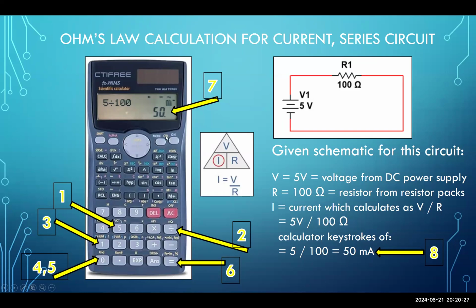And lo and behold, the calculator will show you on the recommended calculator 50 with a milli shown as a subscript, telling you that this is in milliamps. Now, we're going to verify this with our measurements in just a moment. But let me pause this for just a moment and show you what happens when we use a different calculator that you might have if you don't have the recommended one. So this is 5 divided by 100 is our calculation.